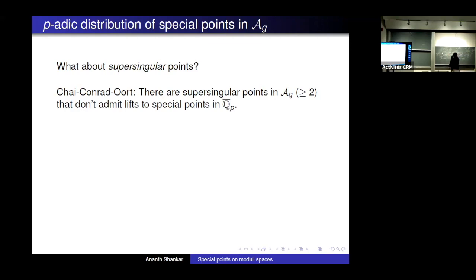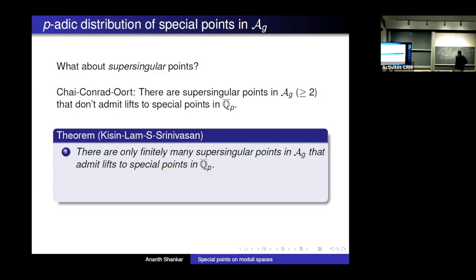And in joint work with Kisan, Josh Lamb, and Padma Srinivasan, we proved that only finitely many super-singular abelian varieties admit CM lifts to characteristic 0. So you should have quite a few CM points over here, but they're all clustered in finitely many places, and most of the space, most of the set of all points that have super-singular reduction, does not contain any CM points at all. So this is diametrically opposite to the case of ordinary points.